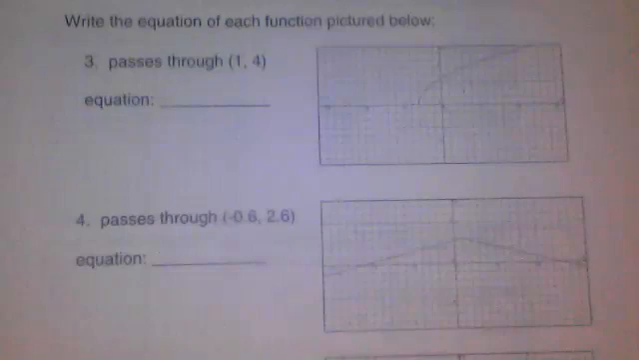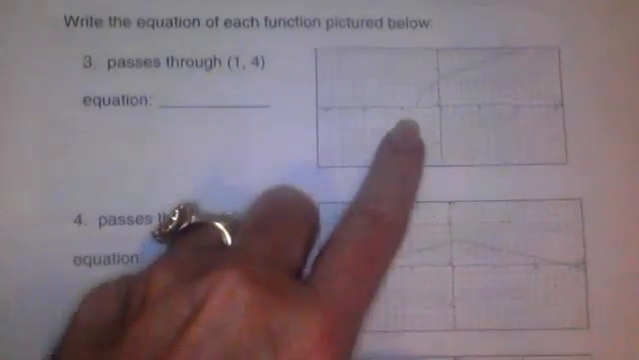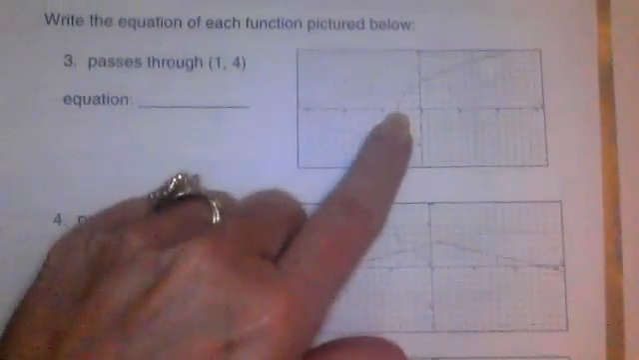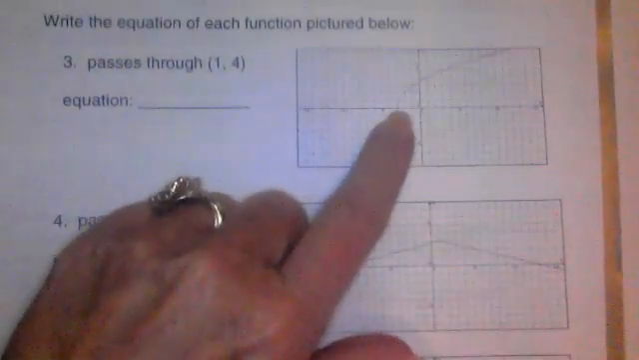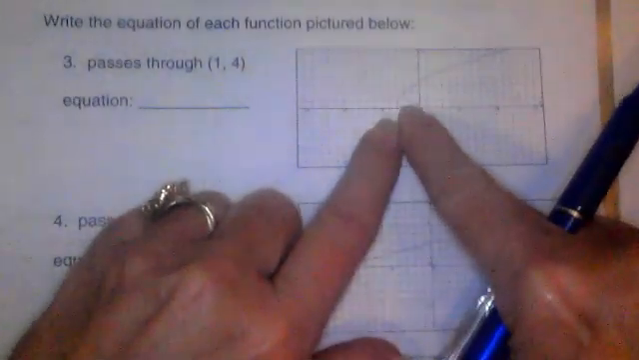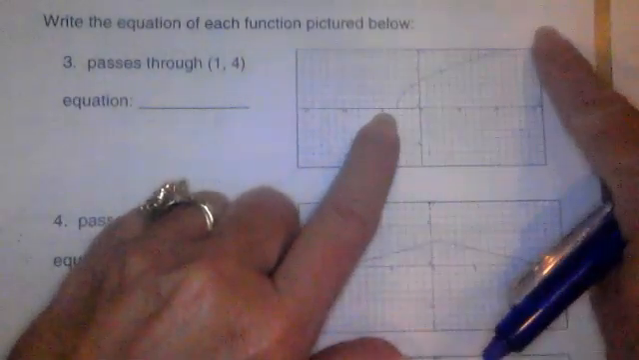Okay, so on the back, we are changing gears here a little bit. What we're doing on this page is they're going to give us the graph of a function, and then we're going to try to write the equation that goes with that function. So we need to first, I think, go through and make sure we can identify the shape of the parent function.